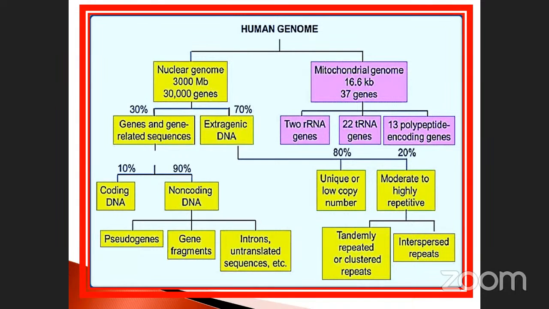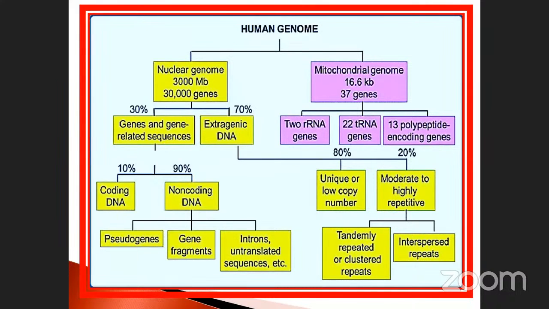Likewise, these parts may be divided into types of genes: pseudogenes, gene fragments, introns, untranslated sequences, etc. These are all considered the nuclear genome. For example, in any plant or animal, the nuclear genome present in it is divided like this. And mitochondria is also extra chromosomal.